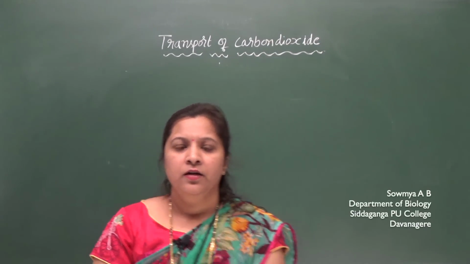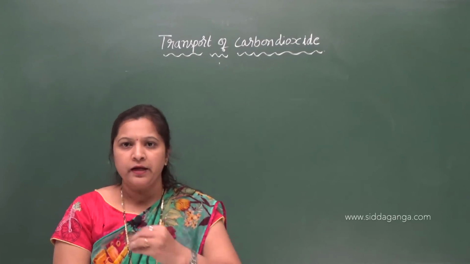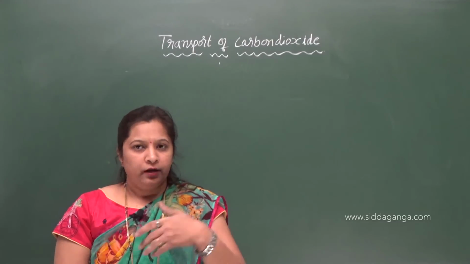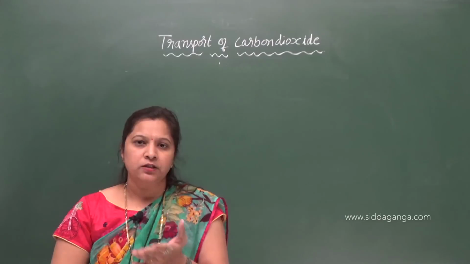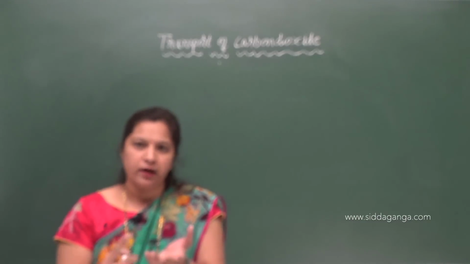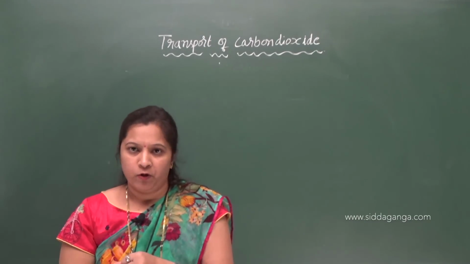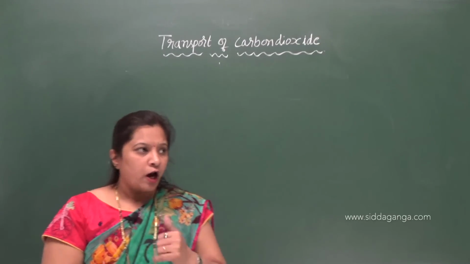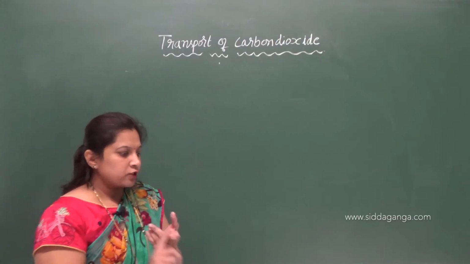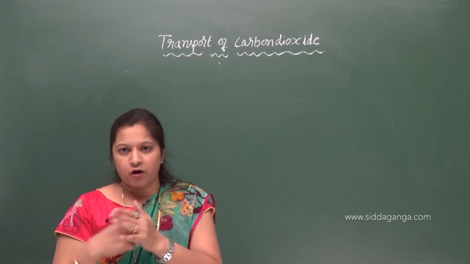Hi everyone. In the last video we discussed how oxygen is transported by the blood. The blood transports oxygen mainly in two ways: 3% of oxygen is transported in dissolved form and the remaining 97% is transported in the form of oxyhemoglobin. In this video I would like to discuss the transport of carbon dioxide. As you know, the blood will transport both oxygen and carbon dioxide.